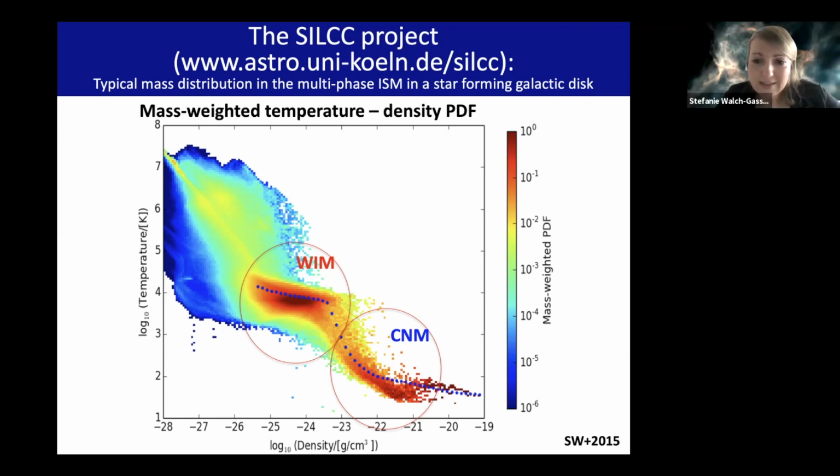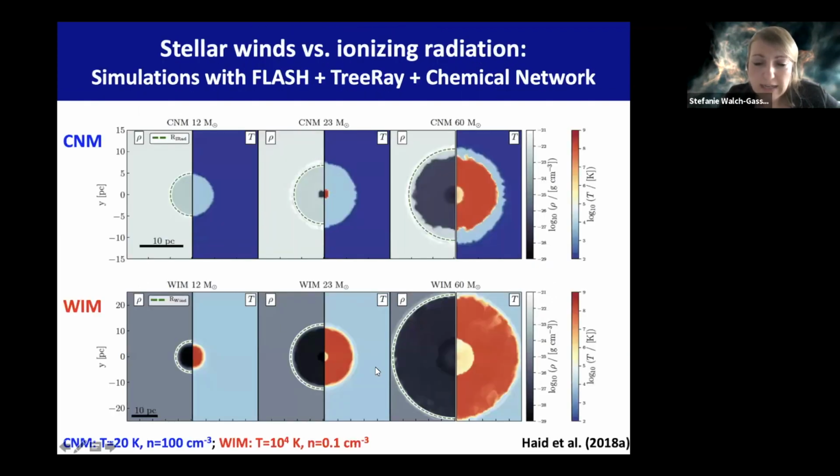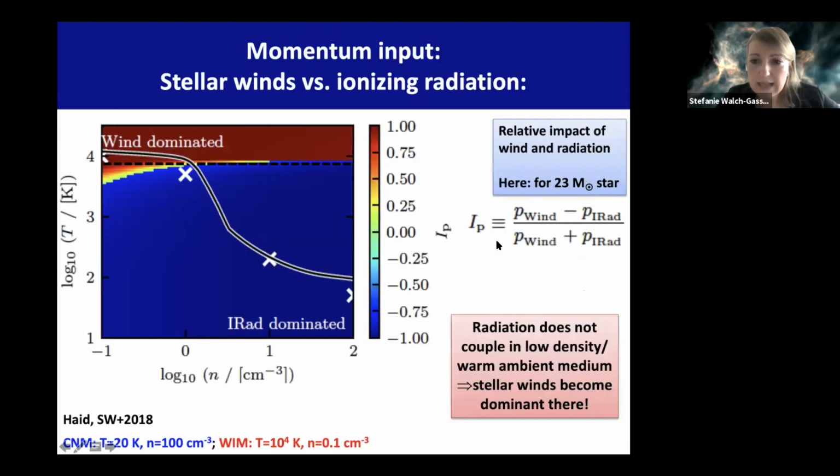So what I just wanted to get at before is that it is not enough to just consider the cold medium and say, okay, this gives me the full picture of the relative impact of stellar winds and ionizing radiation. Because we can understand it even theoretically: the relative input of momentum from wind and ionizing radiation depends on the environment with which the star interacts.